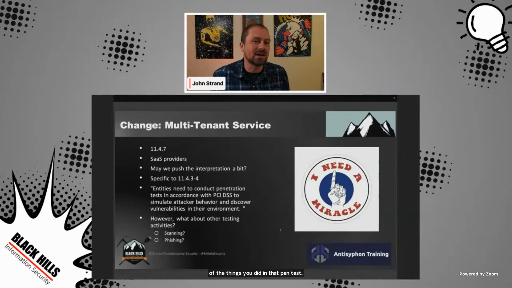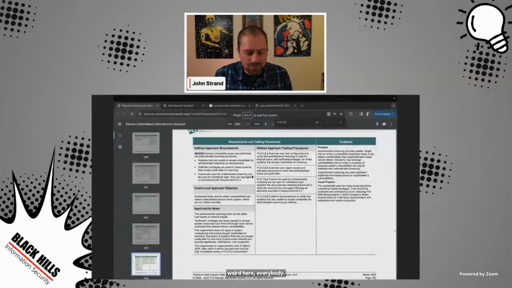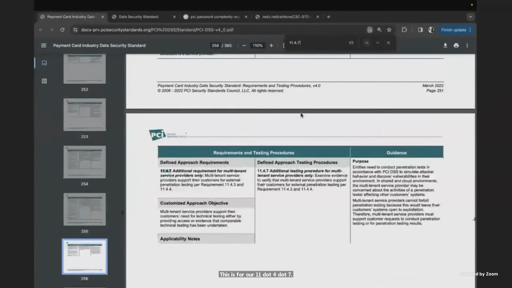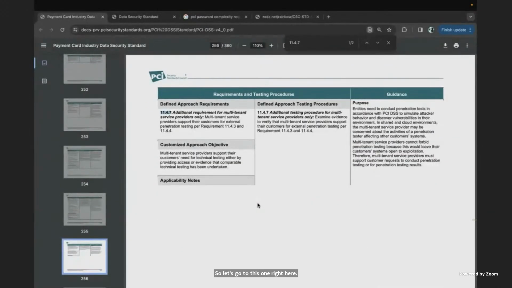Multi-tenant service. Okay, we're going to get a little weird here, everybody. We're going to get a little weird, a little bit strange. This is 11.4.7. So let's go to this one right here. All right, so 11.4.7, there's not a lot to it. And I want to put forth like an amicus curiae brief, a friend of the court, or friend of the PCI council, after I lit them up with the password thing, like they're ever going to listen to me. But I think that this is important.